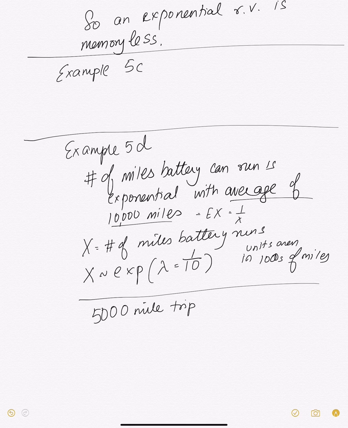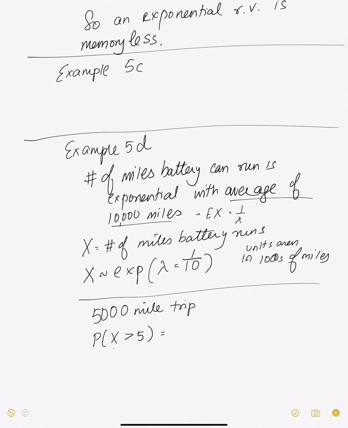Okay. And we're starting right now. Because it's an exponential random variable, it's memoryless. It doesn't matter how many miles a battery has already run. All we're asking is the lifetime starting now of the battery. What's the probability that that lifetime is bigger than 5? Right? And this is because of the memoryless property of the exponential random variable.